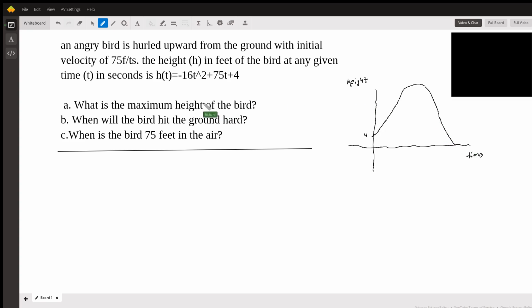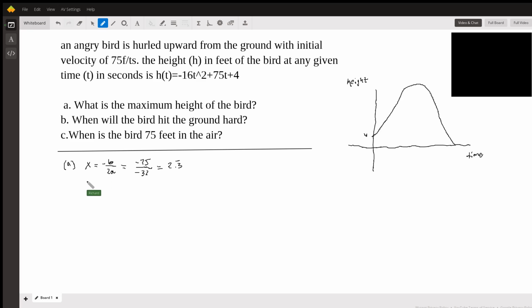Okay, so the first question, what's the maximum height of the bird? So we're going to do that here. And the x value is negative b over 2a. That's a formula you should remember. So it's going to be negative 75 over negative 32. 2 times 16 is 32. And this is going to give me 2 and 1/3, or 2.3 repeating.